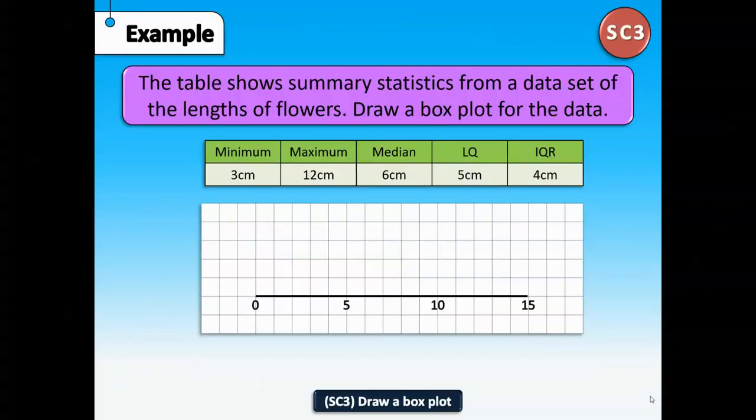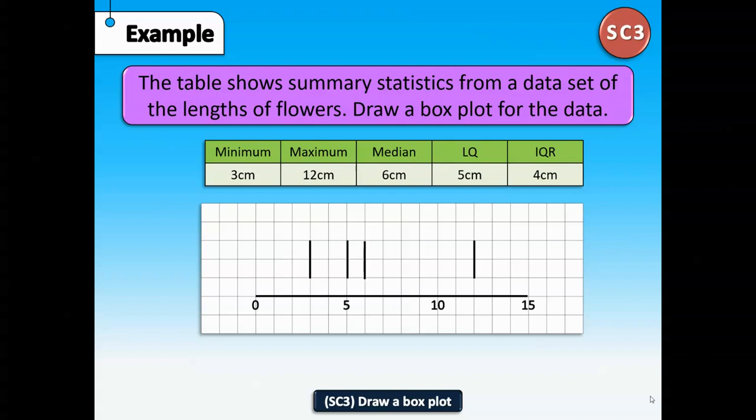So the table shows summary statistics from a data set of the lengths of flowers. We want to draw a box plot for this data. So we're told that the minimum is 3 centimeters. So we draw a line at 3 centimeters. The maximum is 12 centimeters. The median is 6 centimeters.